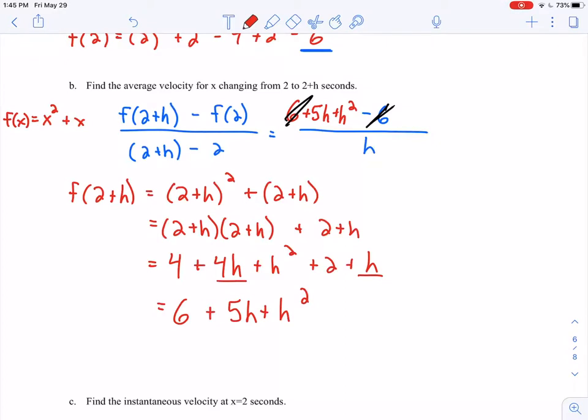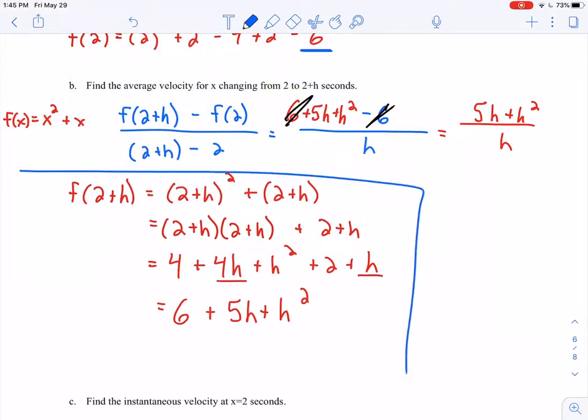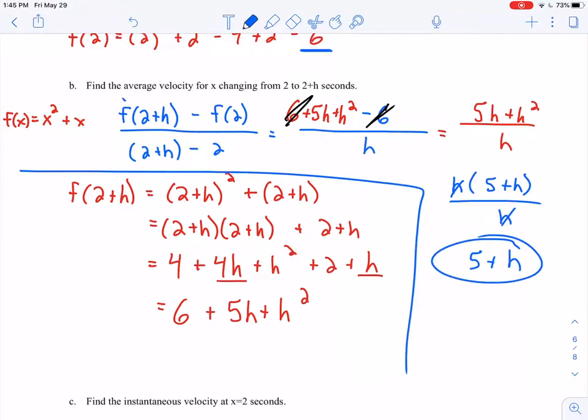I apologize for that. So what we're left with then here, we've got 5h plus h squared, all of this divided by h. I see that common factor of h in the numerator. Let's go ahead and take care of that. Let's do that in blue just so that we don't get confused with this work. Factor that h out. That leaves me with 5 plus h divided by h. These two cancel, and I'm left with just 5 plus h. So hey, that's pretty cool. I found the average velocity from 2 to 2 plus h seconds.